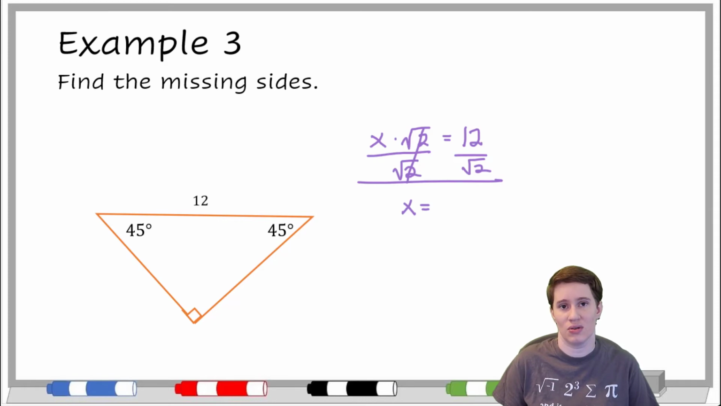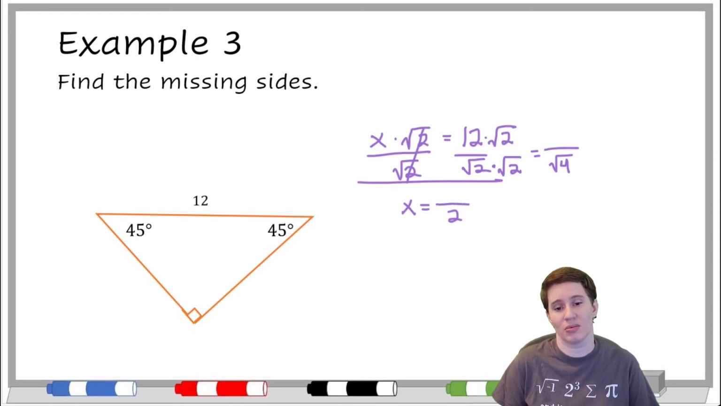Now there's this thing we do in math where we don't like having square roots on the bottom. And so we rationalize the denominator, that's the phrase for it, by timesing the top and the bottom of our fraction by the square root that's on the bottom. So if I do square root of 2 times square root of 2 on the bottom, that gives me the square root of 4, which I know is 2.